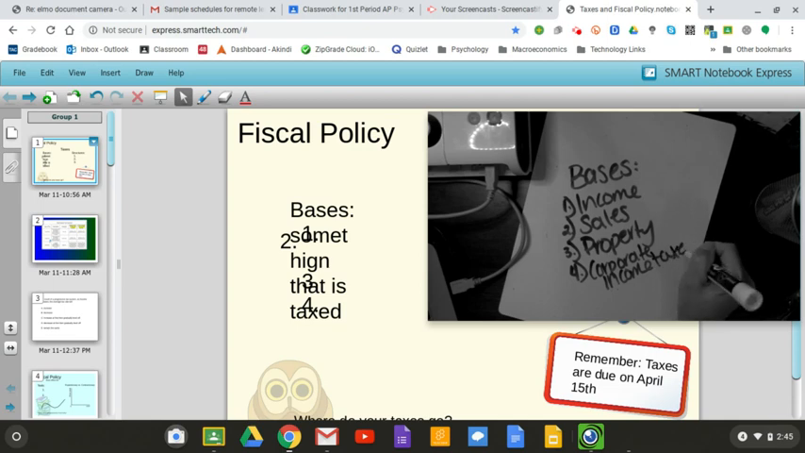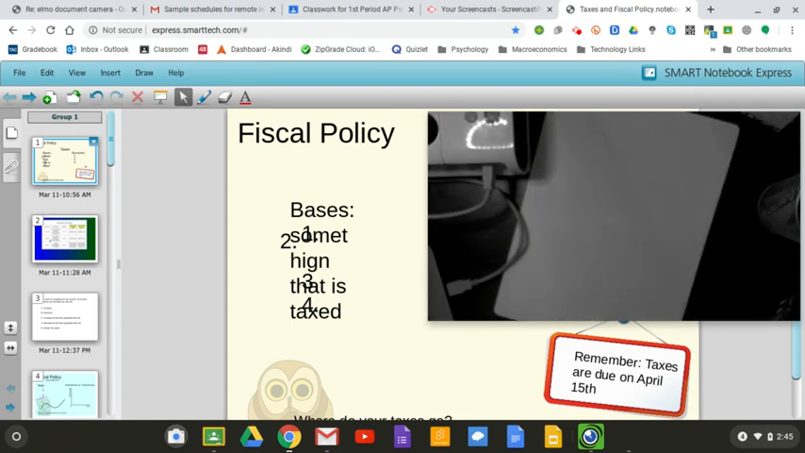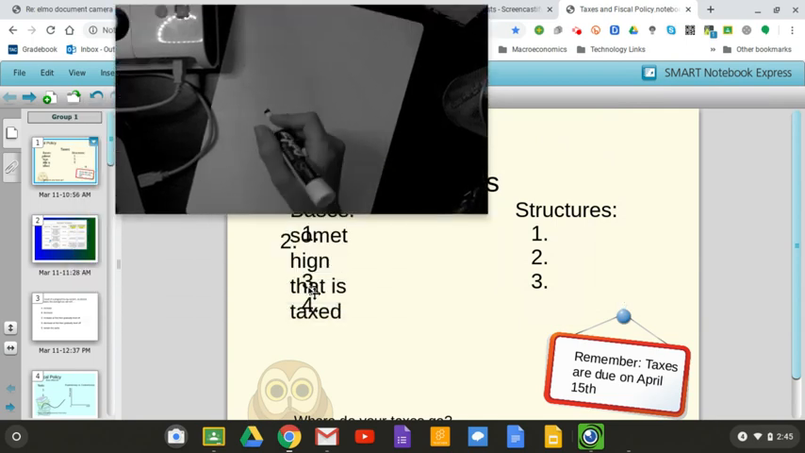So not all businesses are taxed, only corporations. So like a little mom and pop shop is not going to be taxed. They'll have an income tax on their personal income, but the money that the business makes is not taxed because it's only corporations. So that's what a base is. Those 4 different things.